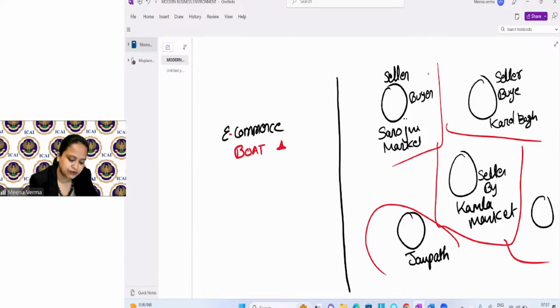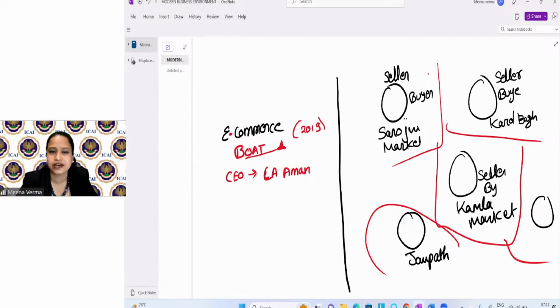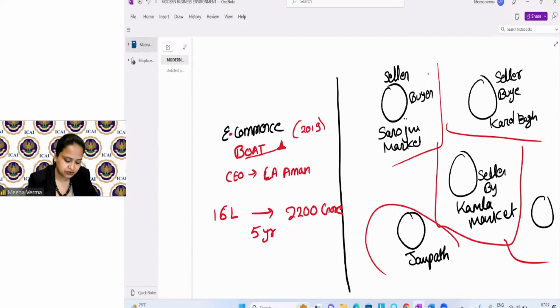The founder and CEO of this company is CA Aman Gupta. We all know his name, a very popular person. CA Aman Gupta founded the company boAt, and it became famous because of one reason. It was founded just before COVID-19, and it became famous a lot during COVID-19. From a business of 16 lakh, he converted it into 2,200 crore within just 5 years.